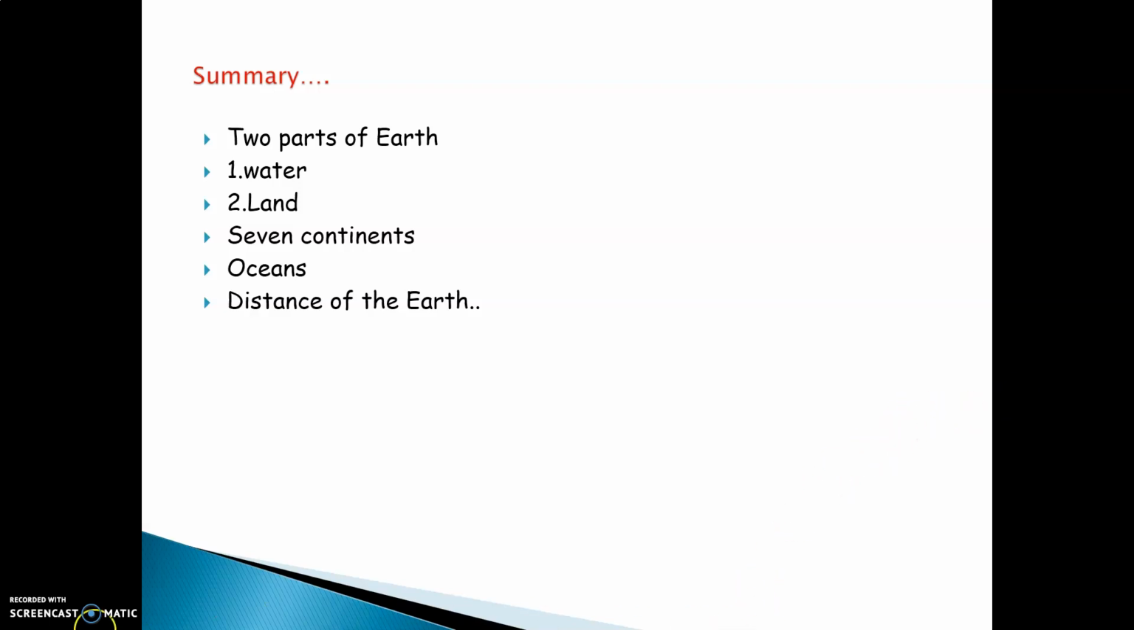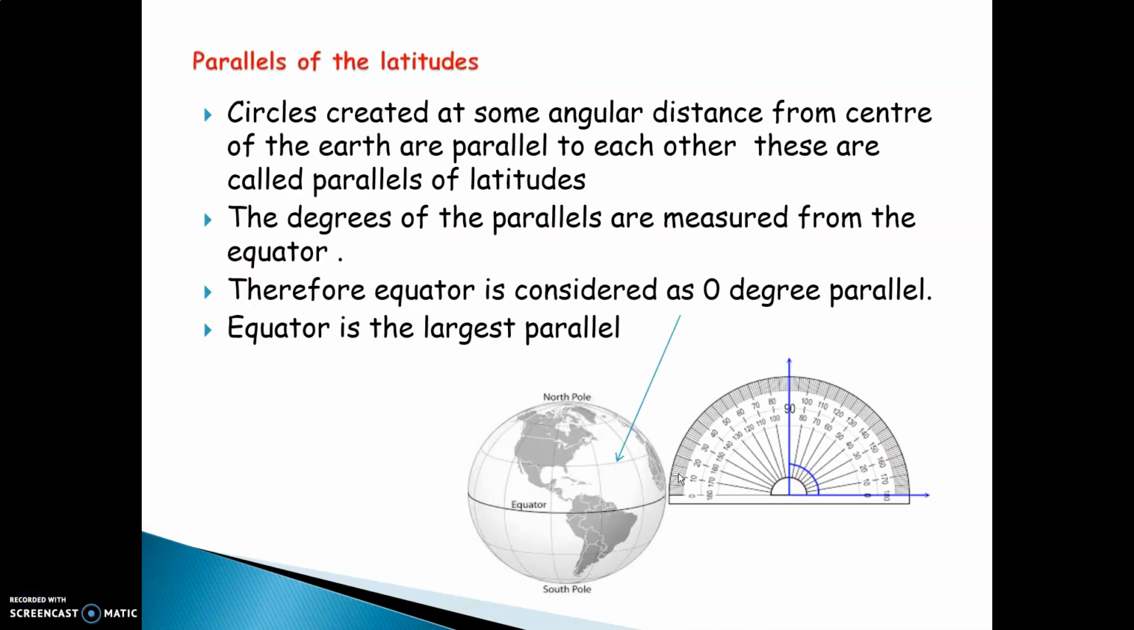Today we will continue with the next part of the lesson. We revised by learning the parallels of latitude. That means we have learned that the sleeping lines, or the horizontal lines, which do not intersect or do not meet each other are called parallels of latitudes. This is what we have learned in the previous video.